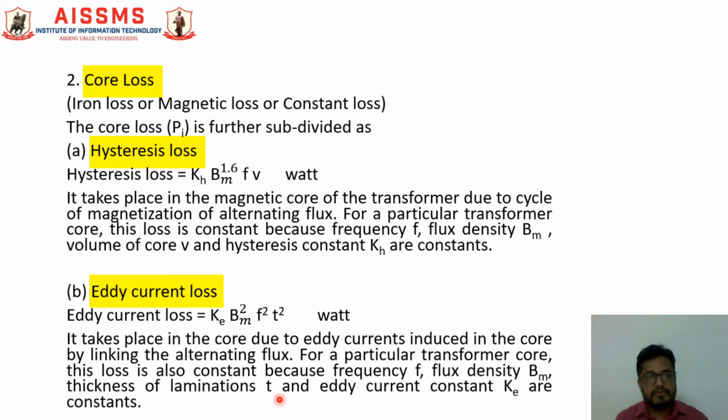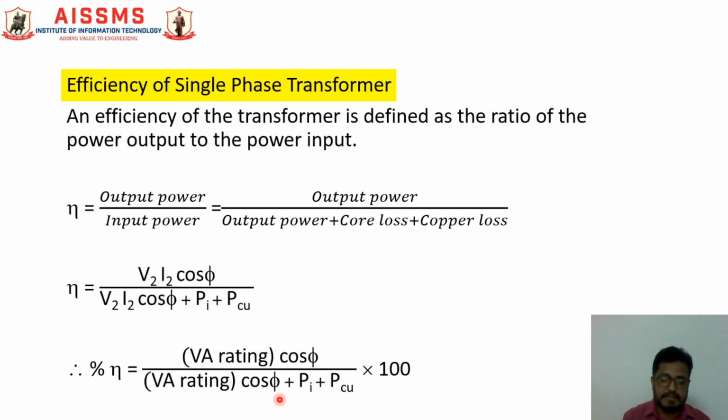Now all these losses in the single phase transformer are converted into heat, so we must use suitable cooling system for this transformer. Now let us see efficiency of single phase transformer. Efficiency of any machine is defined as output by input. So for transformer, an efficiency of a transformer is defined as the ratio of the power output to the power input. So eta equal to output power divided by input power.